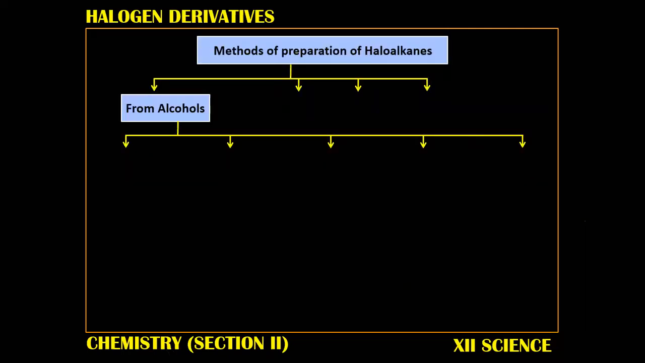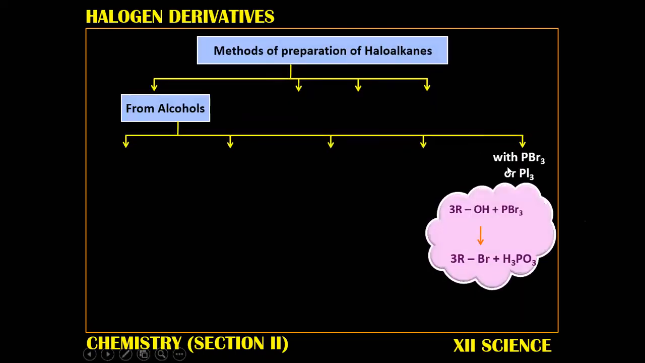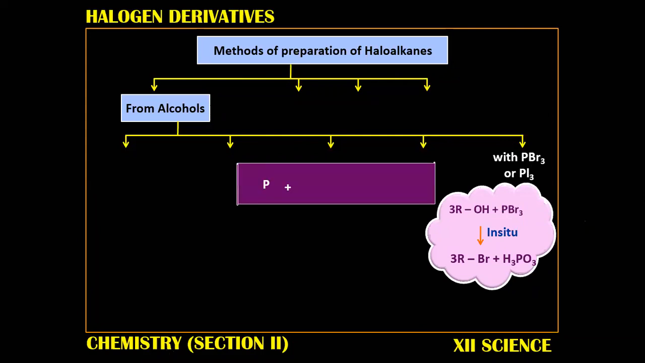In alcohol, the fifth one is with phosphorus tribromide and triiodide. Why have we written this separately? We could include this in chlorides, but we cannot, because phosphorus tribromide and triiodide do not exist. They are not stable compounds. So we have to prepare them during the reaction. Whenever we write a reaction with phosphorus tribromide or triiodide, we write in situ. In situ means during the reaction, and you have to give this reaction along with it.